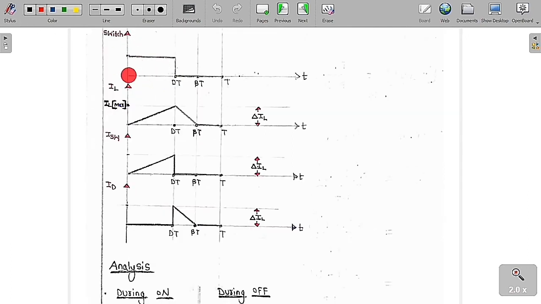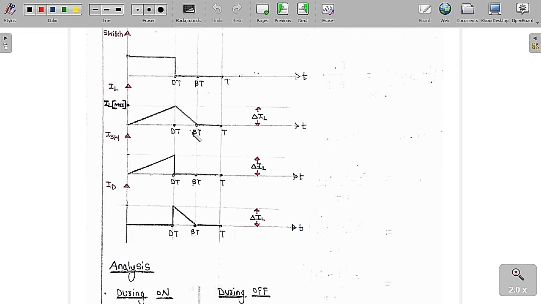The switch is on only from 0 to T on, or simply we can say 0 to DT. Whenever the switch is on, the diode is off. Therefore the inductor current is going to rise from 0 to IL maximum. The switch current is equal to the inductor current in this case, so it is going to follow the inductor current. In that case, the diode is off, so the diode current is equal to 0.